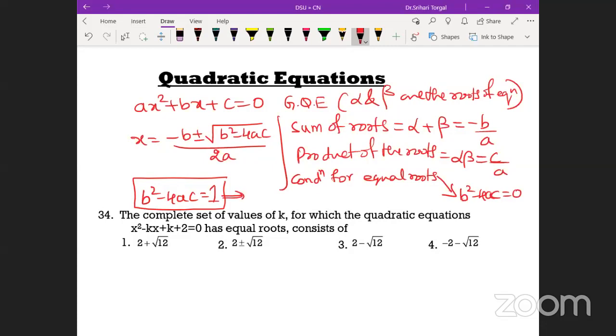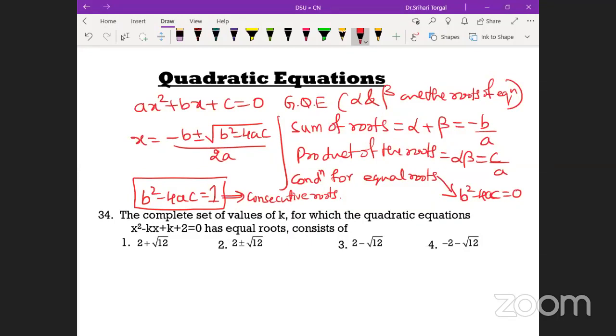ಇದರ ಅರ್ಥ ಏನು ಗೊತ್ತಾ? ಕಾನ್ಸಿಕ್ಯೂಟಿವ್ ರೂಟ್ ಅಂತ. b square minus 4ac 1 ಆದರೆ consecutive roots. For example, 1 and 2, these are the two consecutive roots. 3, 4, 8, 9. ಈ ಥರ ಕಾನ್ಸಿಕ್ಯೂಟಿವ್ ರೂಟ್ಸ್ ಇದ್ರೆ b square minus 4ac ಏನಾಗಿರುತ್ತೆ? 1 ಆಗಿರುತ್ತೆ. ಈ ವಿಷಯ ಗೊತ್ತಿರಬೇಕು ನಿಮಗೆ. ಅವಾಗ ಪ್ರಾಬ್ಲಮ್ಸ್ ಬೇಗ ಮಾಡ್ಬೋದು.